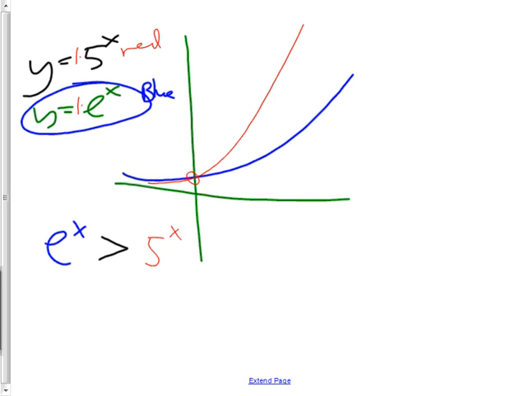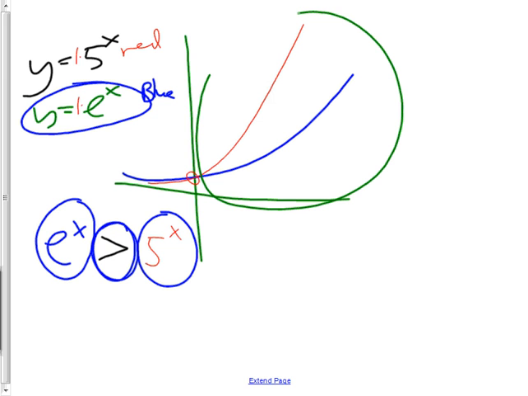Do you get that the blue one is sometimes above the red one, and the red one is sometimes above the blue one? What this is asking for is when is the blue one above the red one? Would you agree that it's not in this zone? In that zone, the red one's above the blue one. When is the blue one above the red one?